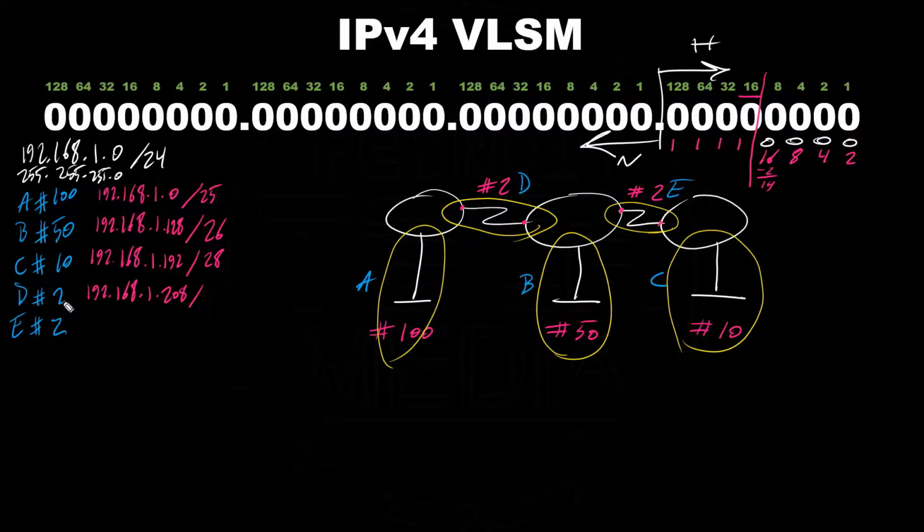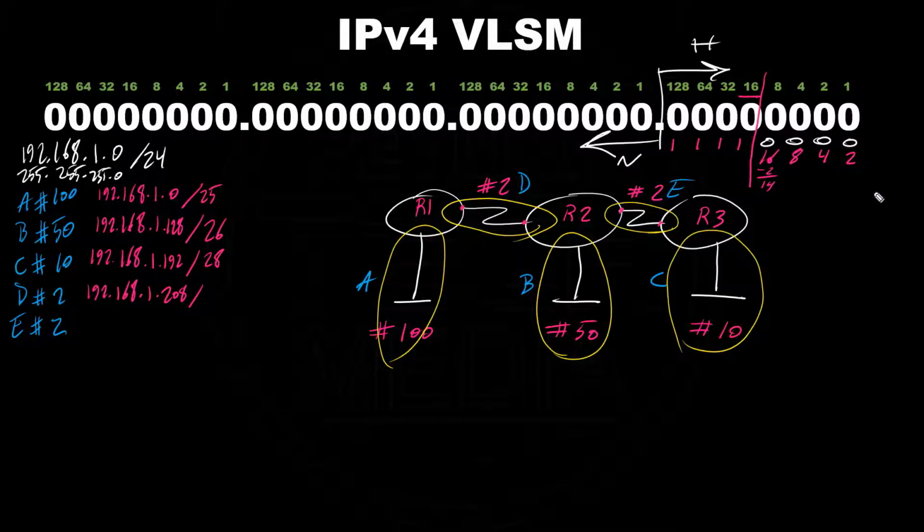And for network D, they needed 2. That's point to point right here, network D. One IP address here, one IP address here. Let's say connecting router 1 to router 2. And then if this is router 3. Okay, so we need only 2 available IP addresses.